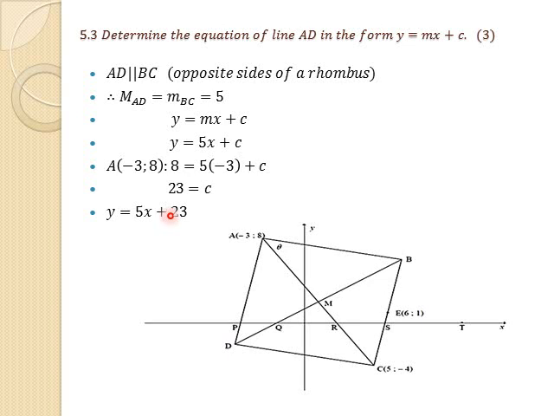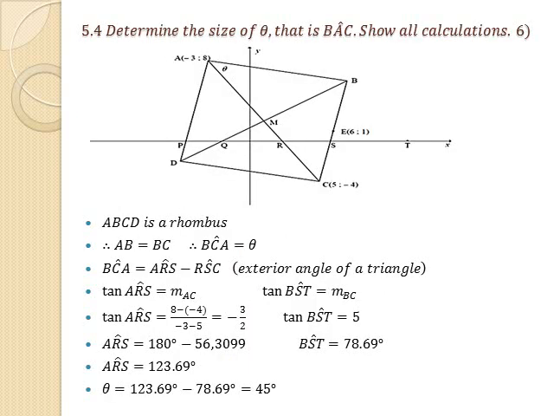Alright, so hope you follow. Number one, I had to know opposite sides of a rhombus are parallel and equal. Therefore, two lines that are parallel share the same gradient. And then, to get c, my y-intercept, meaning where it makes contact with the y-axis, it will make contact at 23. Alright, so we can only use the point A (-3, 8). So look at point 4.